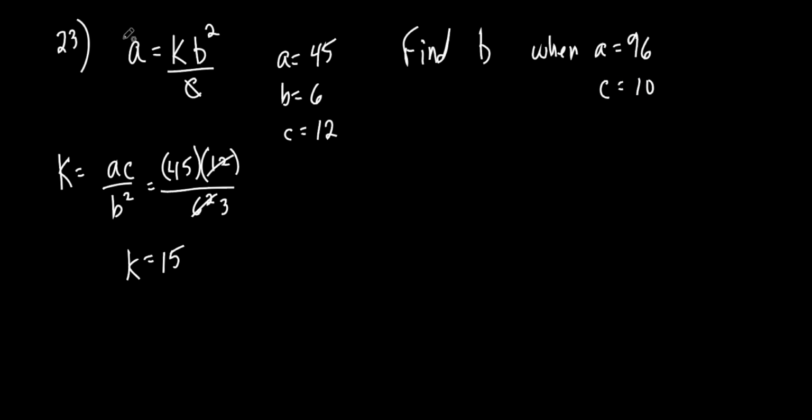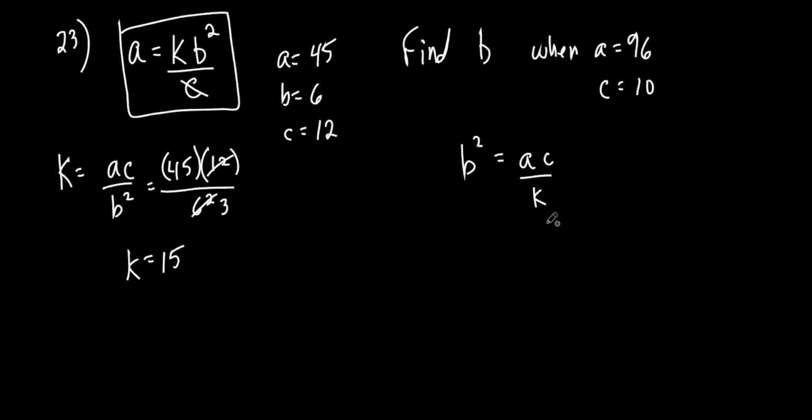Now this time, B's not by itself, is it? So we've got to get B by itself. Now, keep the B on the top. The B's already on the top, right? So I don't want to divide by that. Multiply by C. That's right. So watch. If I want to get B squared by itself, I've got to get rid of the C. It's being divided, so I multiply it. So that gives me an AC. It gets rid of that. How do I get rid of the K? Divide by K.